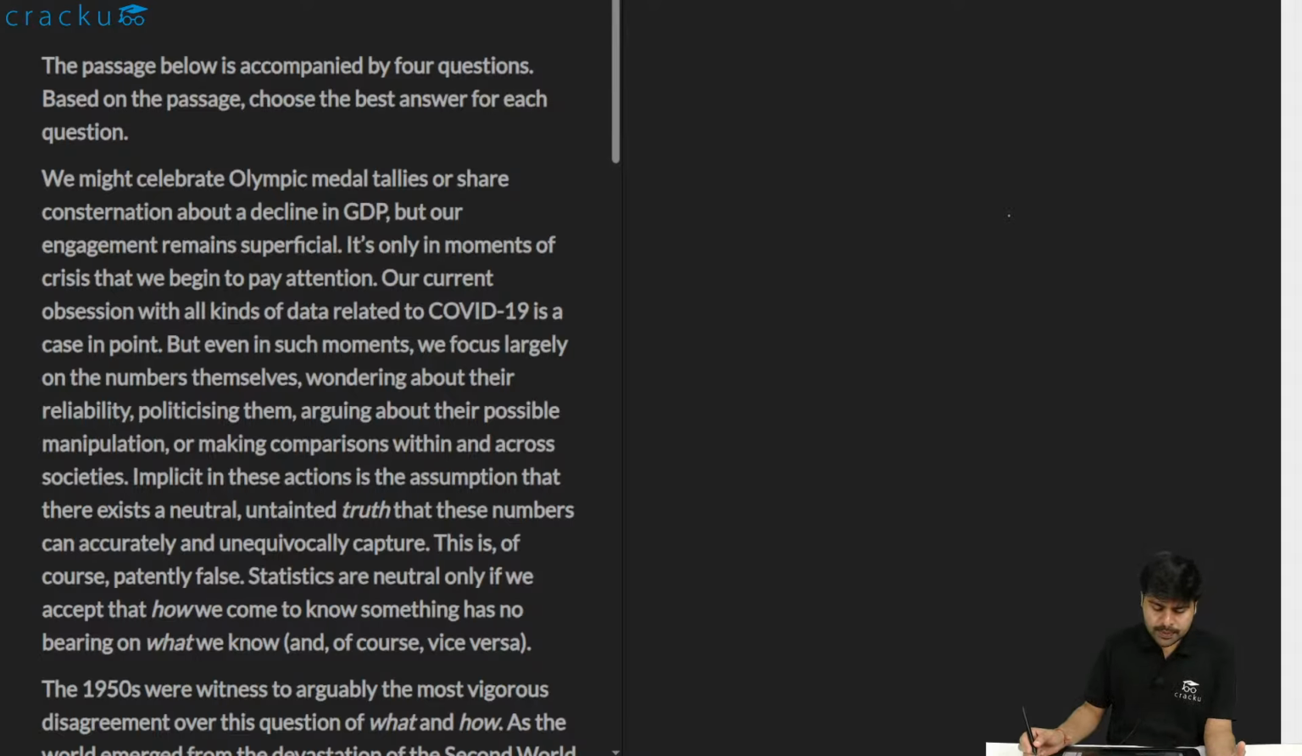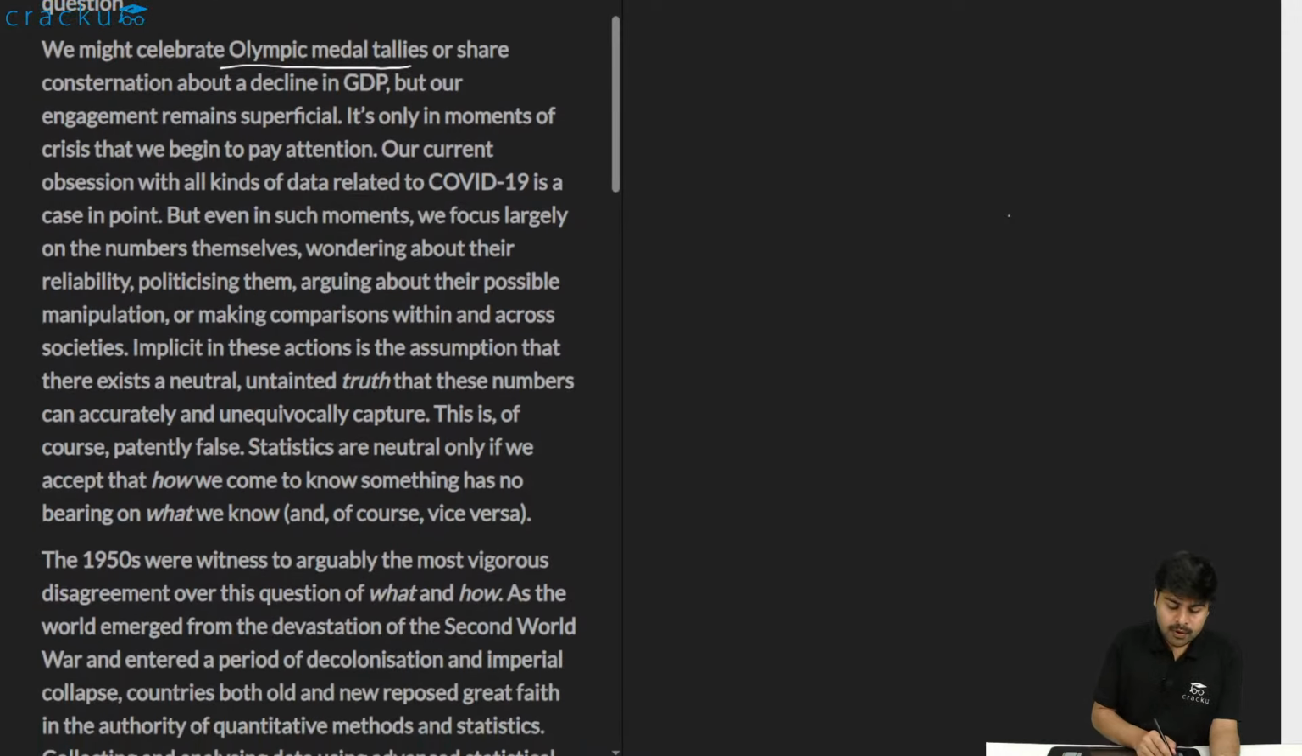We might celebrate Olympic medal tallies or share consternation about a decline in GDP, but our engagement remains superficial. What exactly is this sentence telling us? The sentence says that we might celebrate Olympic medal tallies. We might be happy that we have won so many Olympic medals, or share consternation about a decline in GDP, or we might be concerned about our GDP declining. But at the end of the day, our engagement remains superficial. The way we engage with all of these concerns, all of these matters at hand, is superficial, slightly shallow. It is not really based in real world things.